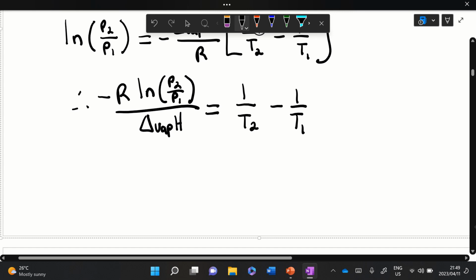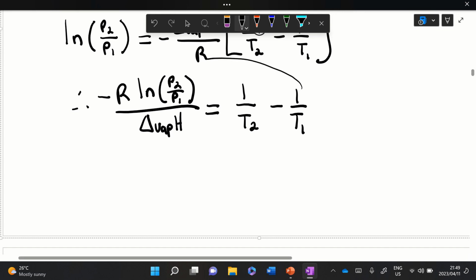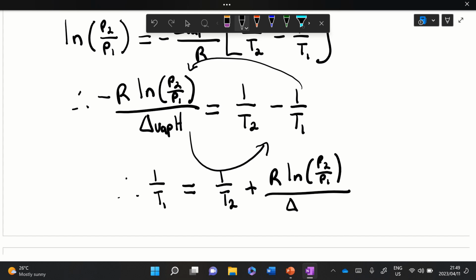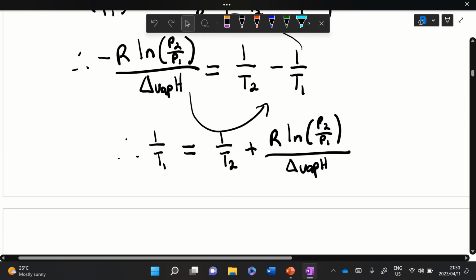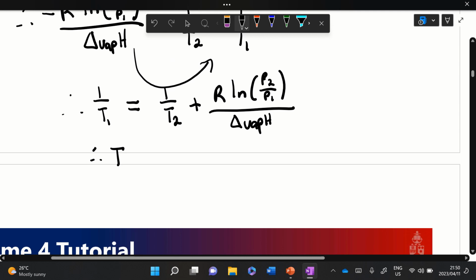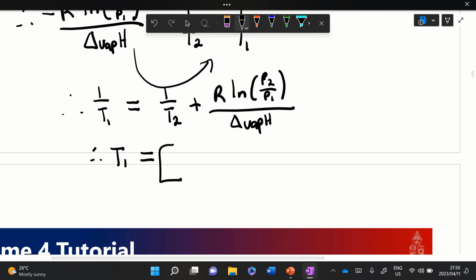So then we're going to take this, T1 is going to go over to this side, and this is going to go over to this side, so then the minuses swap. So then we have 1 over T1 is equal to 1 over T2 plus R ln P2 over P1 over the vaporization enthalpy. Okay. And then of course that just means that T1 is equal to the inverse of this.